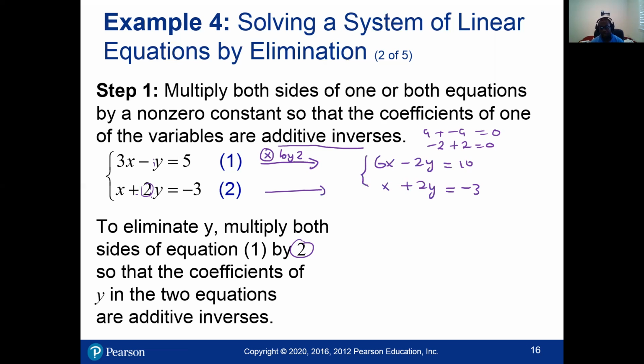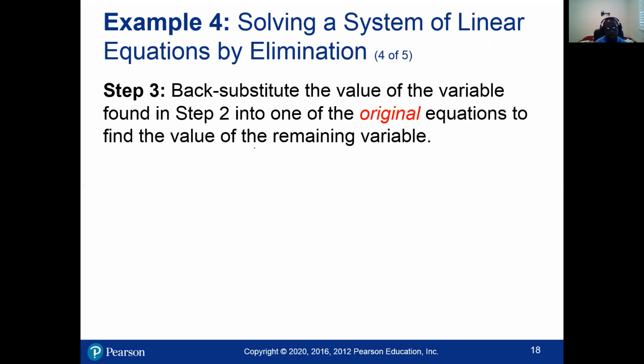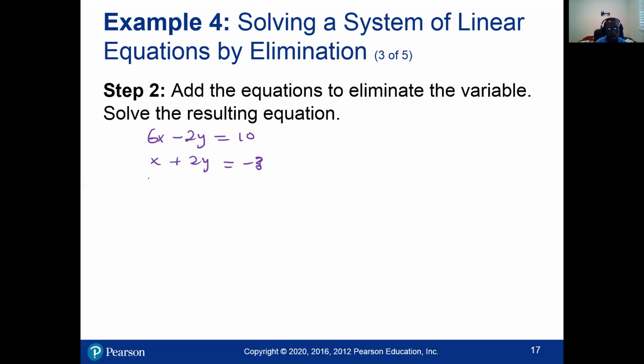All right, so then when we go to the next step, we are going to add these two. It says add the equations to eliminate the variable. What we had was 6x minus 2y is equal to 10, and we have x plus 2y is equal to negative 3. All right, so then we're going to add these two equations.